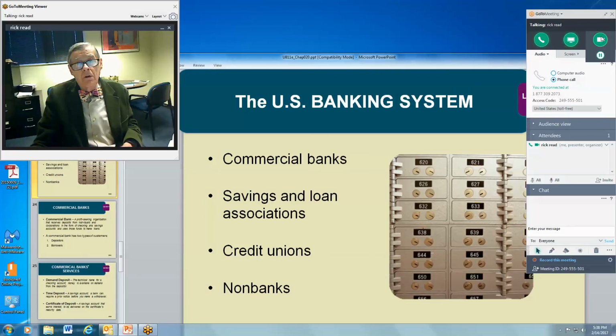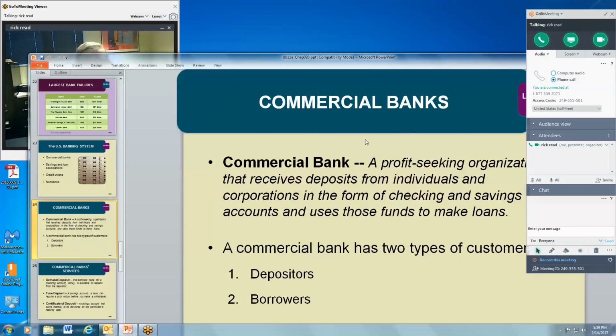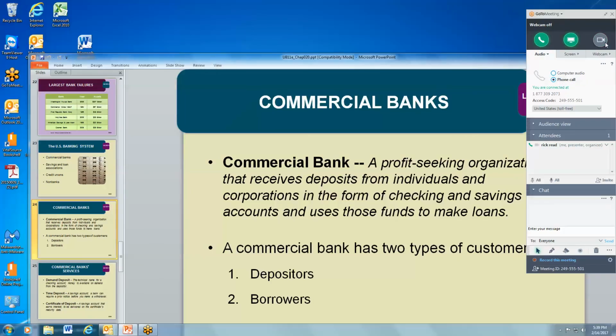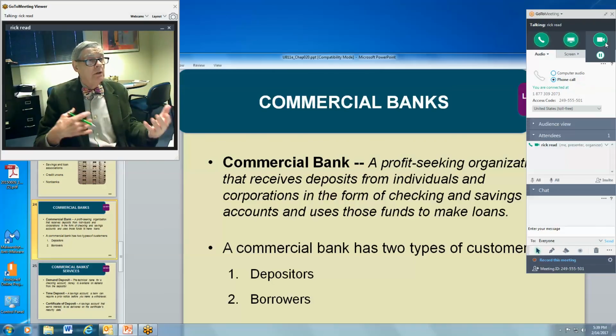This is our banking system, made up of commercial banks, which we know, savings and loans, credit unions, and then non-banks. A commercial bank is in the business to make money, and they make money by lending you money, and then you pay interest on that for a home mortgage or something of that nature. And then, of course, they offer services like checking accounts and money markets and things of that nature. Two types of customers, although one customer can be both a borrower and a saver, or depositor, as it says there.